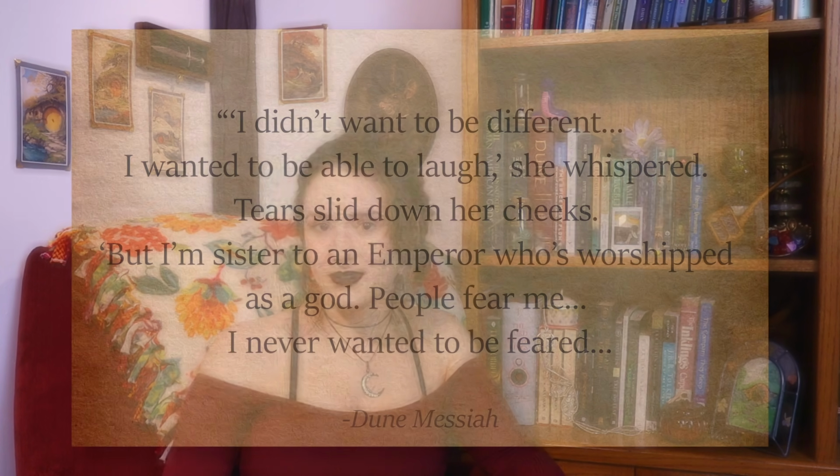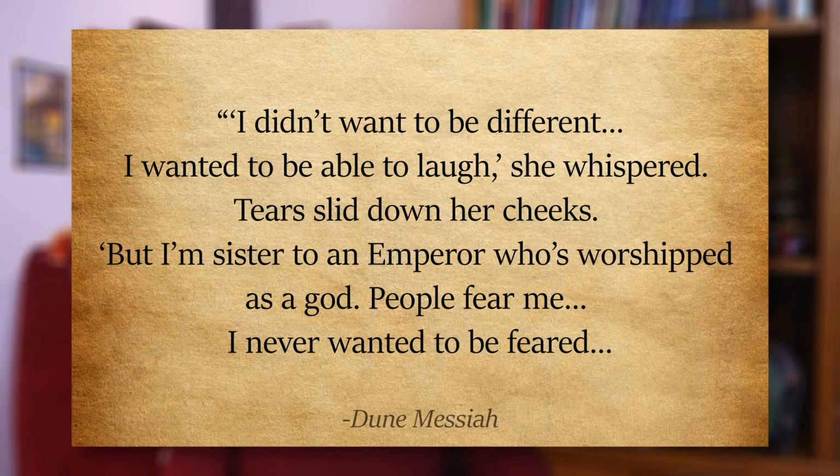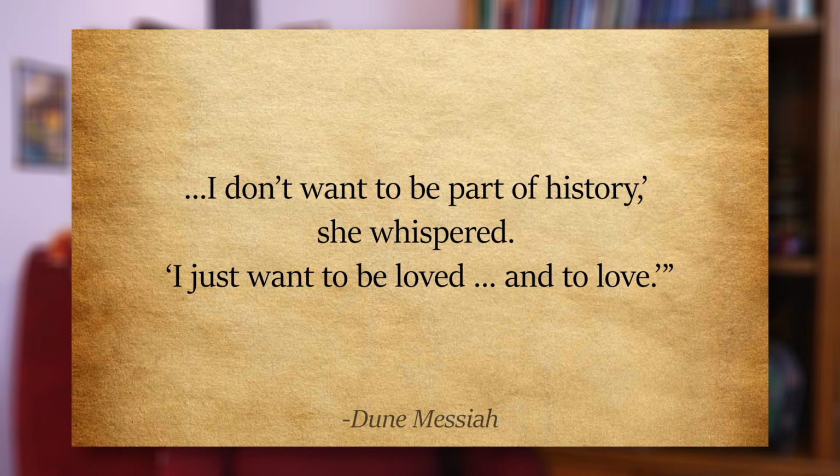At only 15 years old, Aaliyah has no one except for a mother that fears her and a brother who everyone thinks is God. She's treated by her followers as a god, as a saint, but no one thinks to treat her as a human. "I didn't want to be different. I wanted to be able to laugh," she whispered. Tears slid down her cheeks. "But I'm sister to an emperor who's worshipped as a god. People fear me. I never wanted to be feared. I don't want to be a part of history," she whispered. "I just want to be loved."